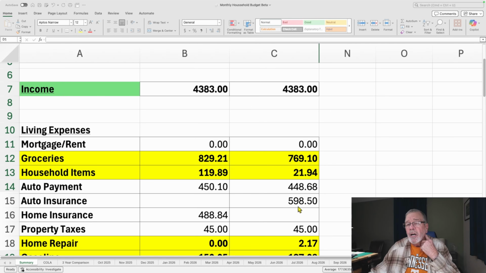Auto insurance. This month we had to pay our auto insurance bill. It was $598.50. We have two newer vehicles, and this is $598.50 per quarter, so we pay about $2,400 a year for auto insurance. And I think it's kind of high. We have investigated to see if we could reduce that, and there are some things we could do. We just haven't decided to do those yet. I think we're going to pretty soon.